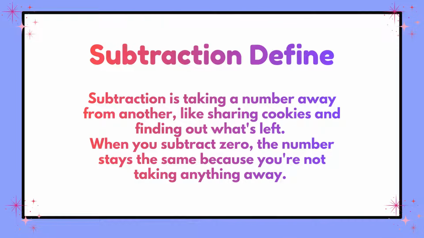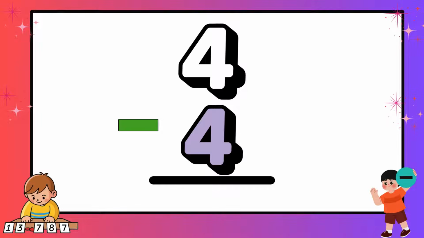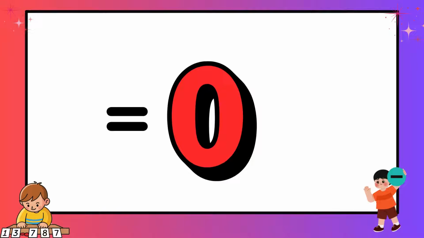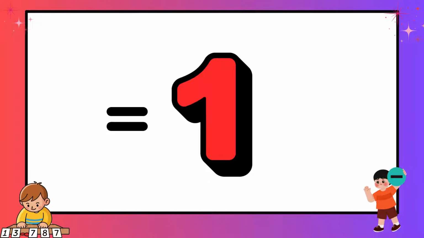You're doing amazing. Now let's practice subtracting 4. When we take away 4, the number gets smaller by 4 steps. Let's work through these together. Let's go. First, 4 minus 4 equals 0. Next, 5 minus 4 equals 1.